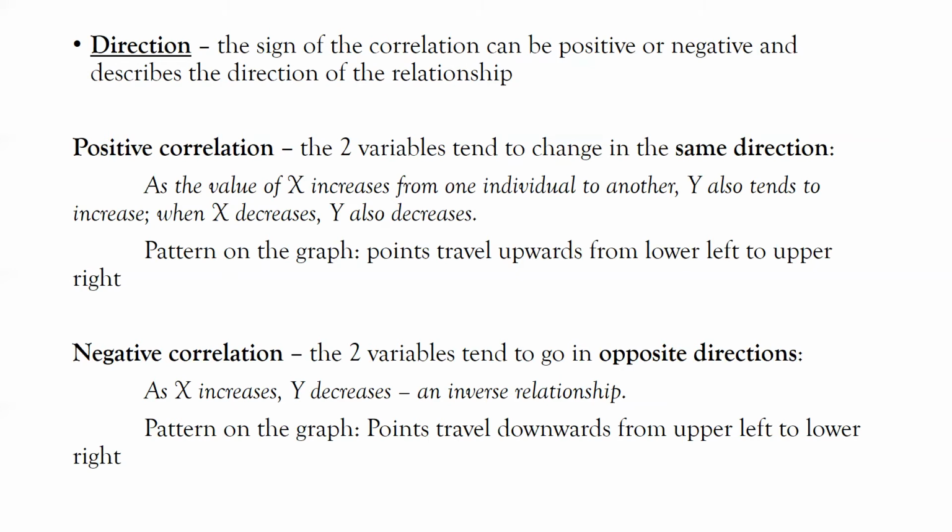Now, a negative relationship is the opposite. The two variables tend to go in opposite directions, meaning there's an inverse relationship between the two. As x increases, y decreases, or as x decreases, y increases. And the pattern on the graph here is that the dots seem to be traveling downwards from upper left to the lower right.